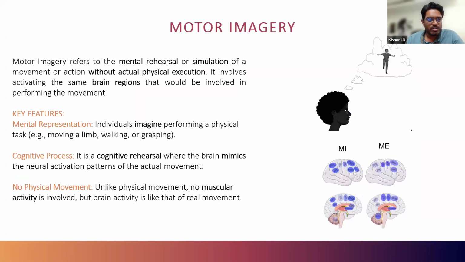So the key features of motor imagery: it gives you a mental representation. Individuals imagine performing a physical task. It is a cognitive rehearsal where the brain mimics the neural activation pattern of the actual movement, meaning that it generates the same type of brain signals as performing the actual movement. And also, there's no physical movement involved. So it's best for people who are paralyzed or can't move.